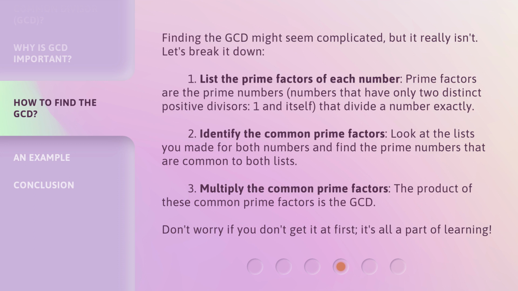Look at the lists you made for both numbers and find the prime numbers that are common to both lists. 3. Multiply the common prime factors. The product of these common prime factors is the GCD. Don't worry if you don't get it at first, it's all a part of learning.